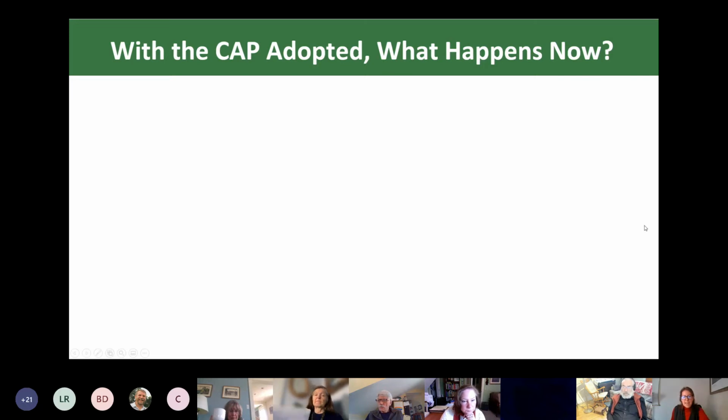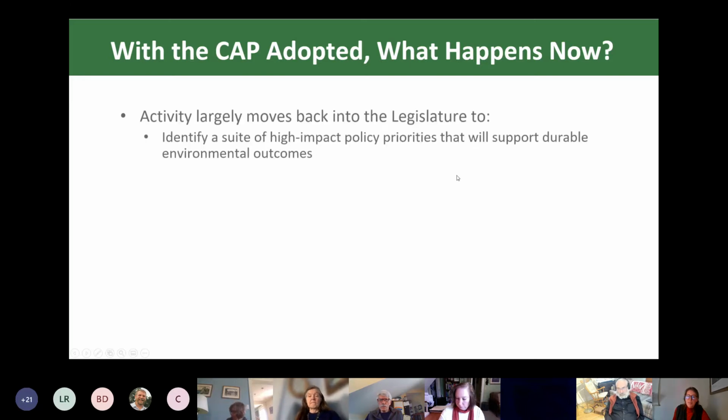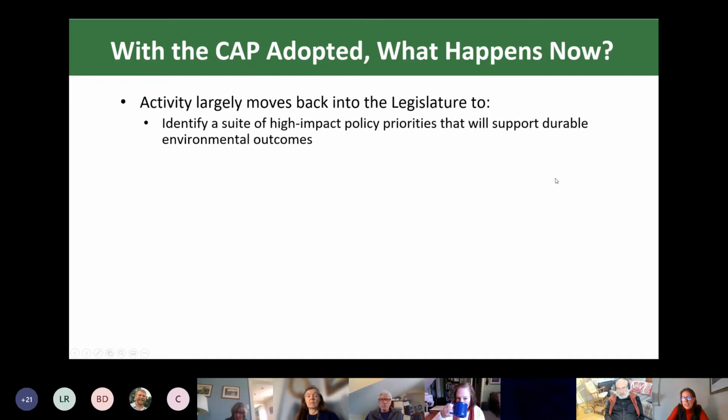So the Climate Action Plan was passed on December 1st, 2021. What happens now? There are a couple of things happening. A large part is that a lot of the action has actually moved back to the legislature. They are working, with support and testimony from both the Agency of Natural Resources and climate counselors and subcommittee members, on identifying a suite of high impact policies that they can start to look at implementing this year that will impact durable environmental outcomes.